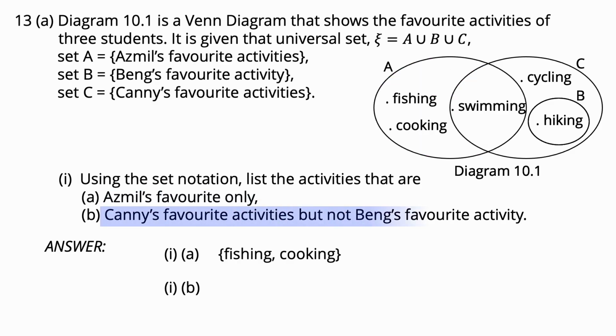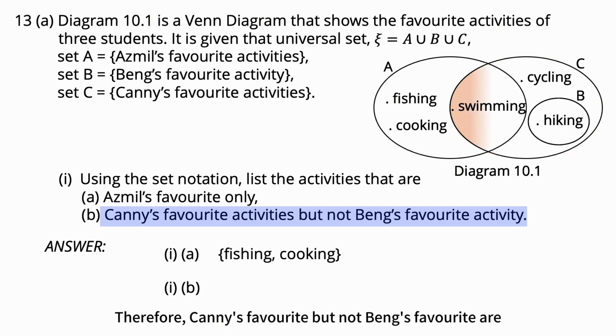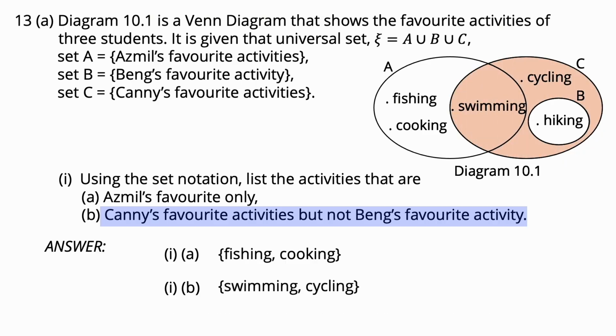B. Canny's favorite activities but not Bing's favorite activity. Look at the circle labeled C, which represents Canny's favorite activities, which are swimming, cycling, and hiking. Bing's favorite activity, set B, is hiking. Since we want Canny's favorites but not Bing's, we must remove any activity that both of them like. So, from Canny's list, swimming, cycling, hiking, we take away hiking because it is also Bing's favorite. Therefore, Canny's favorite but not Bing's favorite are swimming and cycling.